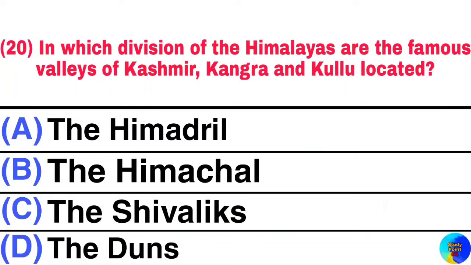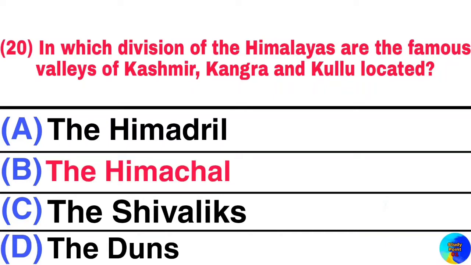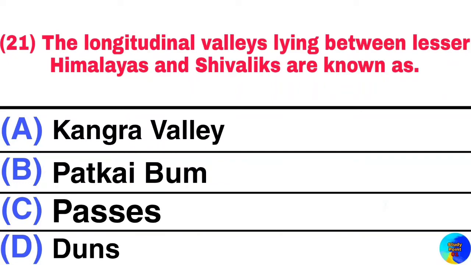Question number 20. In which division of the Himalayas are the famous valleys of Kashmir, Kangra and Kullu located? A. The Himadri, B. The Himachal, C. The Shivaliks, D. The Duns. Answer. The Himachal. Question number 21. The longitudinal valleys lying between Lesser Himalayas and Shivaliks are known as A. Kangra Valley, B. Pitkai Bum, C. Passes, D. Duns. Answer. Duns.